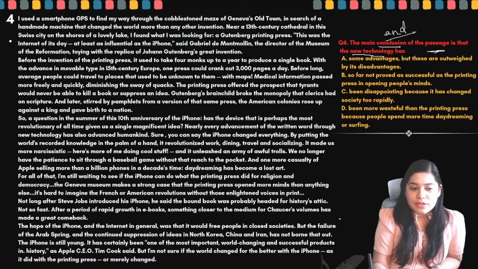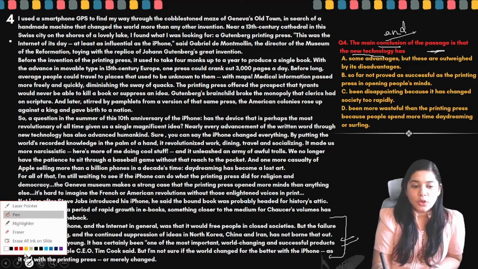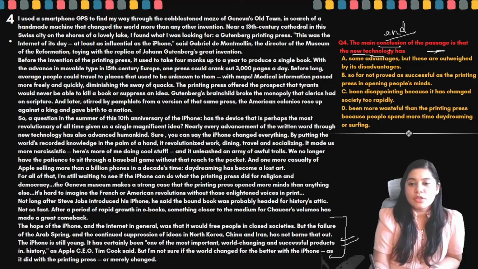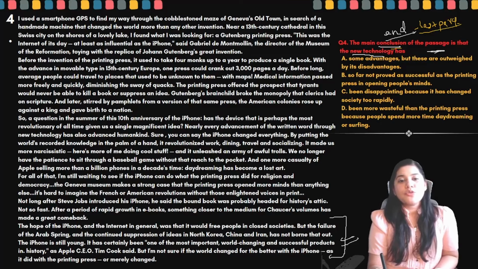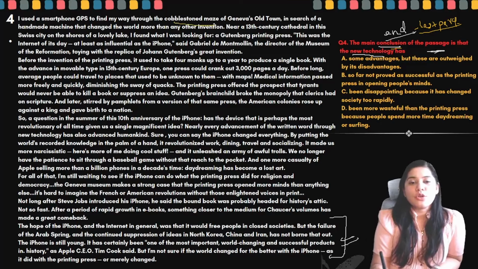So we'll read the last few lines much more carefully than the first few. Here the question is very clear. Conclusion: whenever you see this, you have to read the last paragraph much more carefully. I use a smartphone GPS to find my way through this cobblestone maze in search of a handmade machine, which was the printing press, right? That's what he's saying. I was looking because it was one of the greatest inventions.